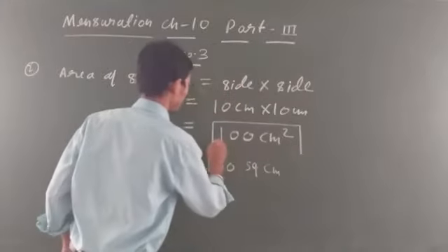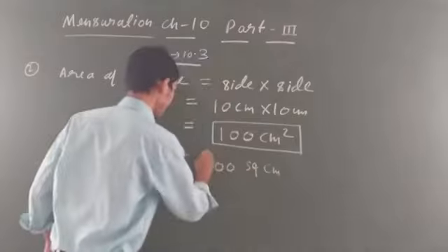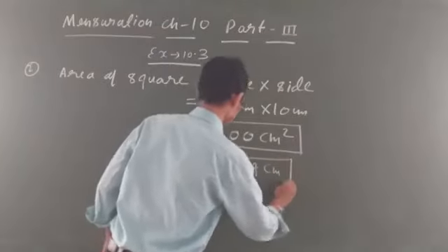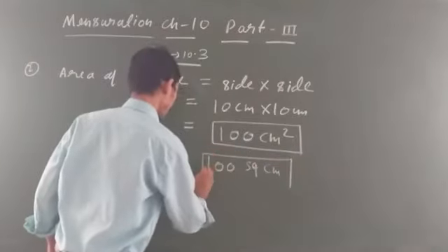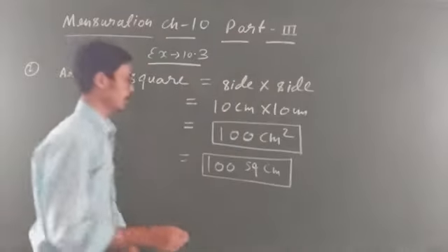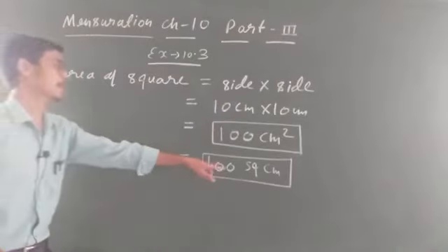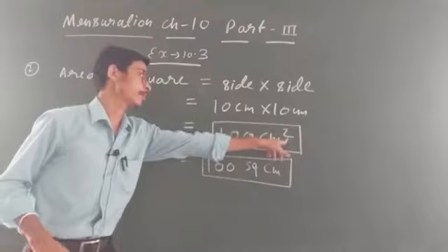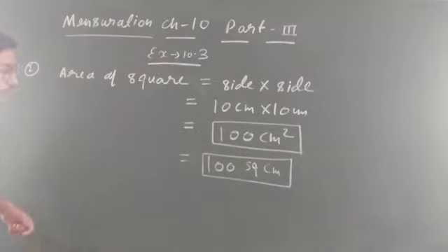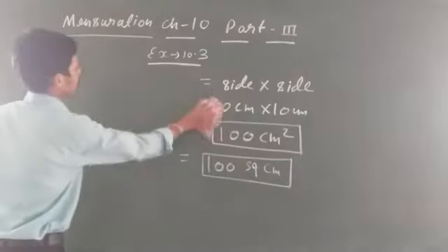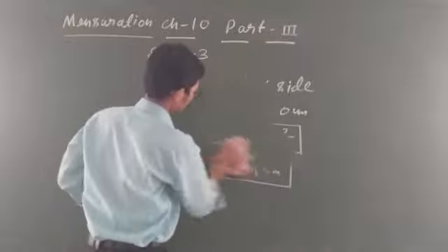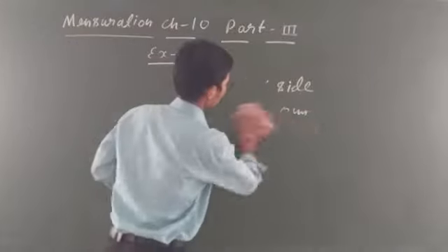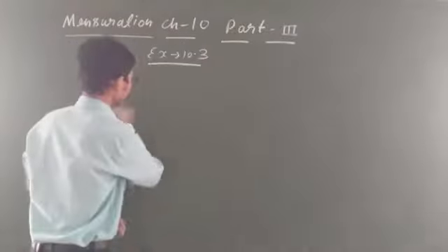This is also correct. In examination you will write only one answer. Here I am writing for your concept. If both these answers are correct, don't be confused. Centimeter square is also correct, and this SQ means square, means this 2. Clear student? So this is about area of the square. I think this is clear about the area of the square, student. Now move to the next question.